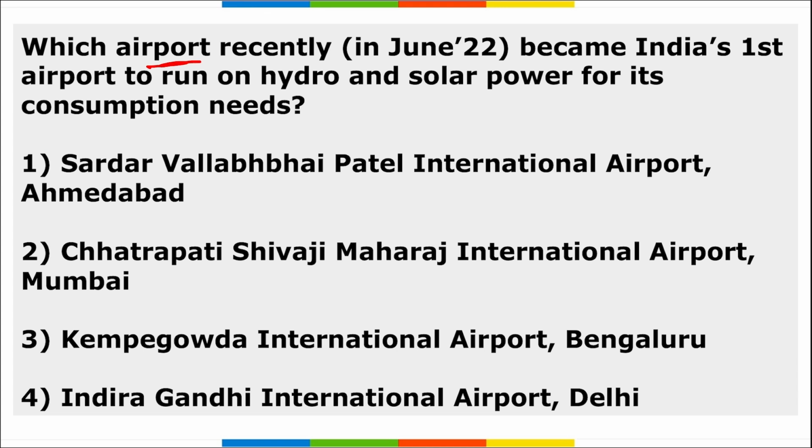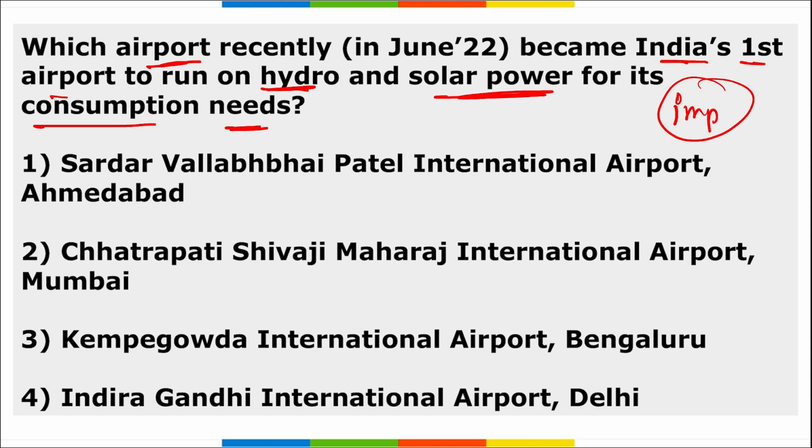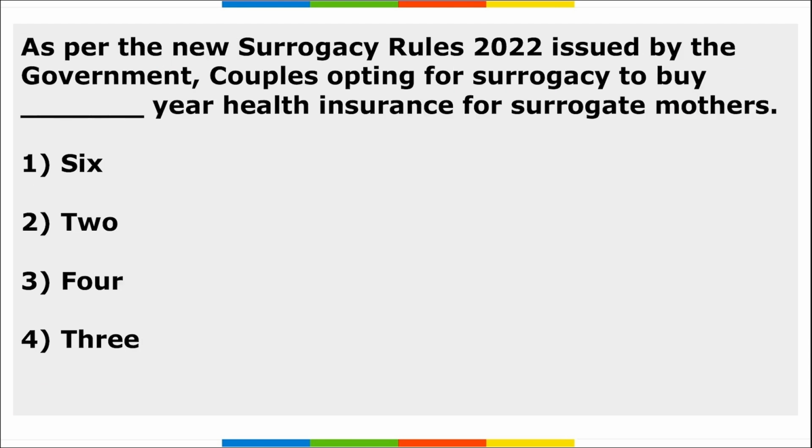Next, which airport recently became India's first airport to run on hydro and solar power for its consumption needs? It is the Indira Gandhi International Airport. Highly important question. This reduces emissions by 2 lakh tons of carbon dioxide per year, which would satisfy the airport's goal to achieve net zero carbon emissions by the year 2030. Highly important.